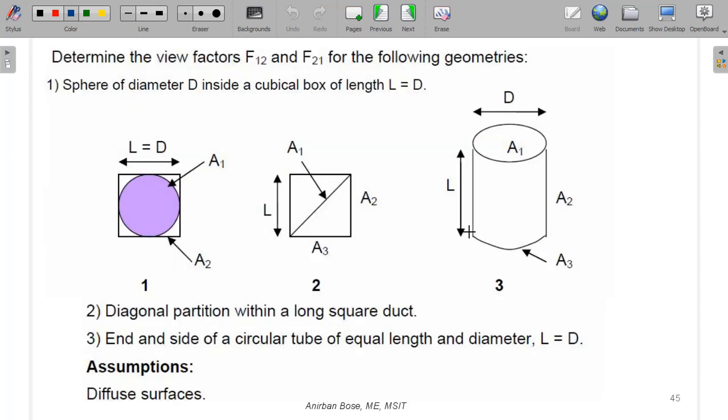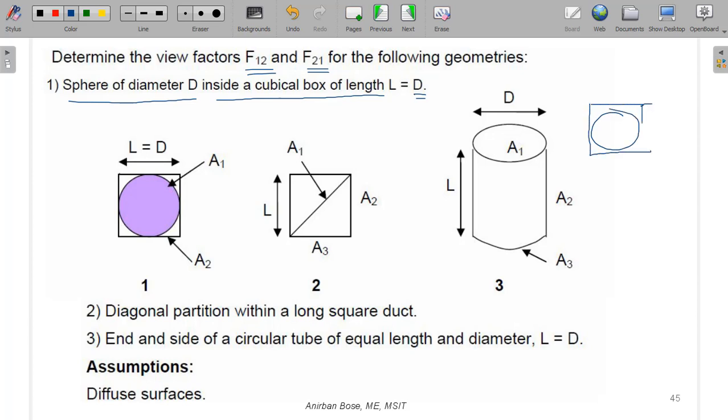Now let us see some problems to find out the view factors. Here there are three situations given, 1, 2 and 3, and in each of them you have to find out F12 and F21. The first one is a sphere of diameter d inside a cubical box of length L, such that L is equal to the diameter of the sphere d. So it's a box, and here is a sphere.